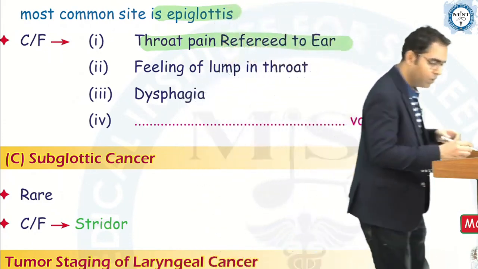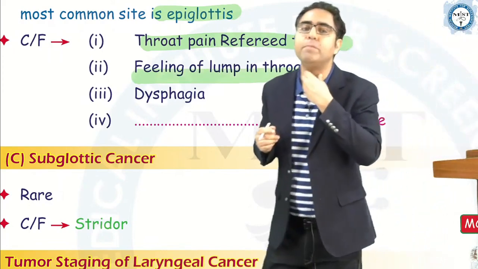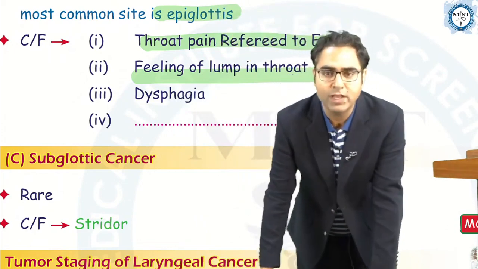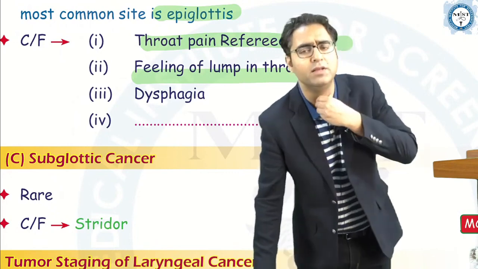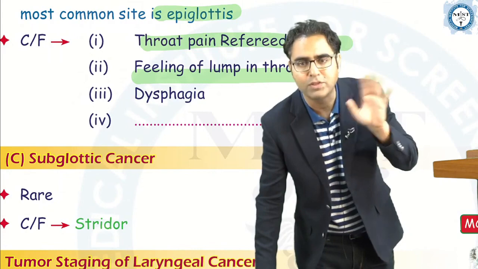Feeling of lump in throat. There is a mass in the throat. Some of you, beta, may have this feeling of a foreign body sensation in the throat. My throat is not clear, there is something stuck in my throat always. But that is not the feeling of a lump in the throat, beta.